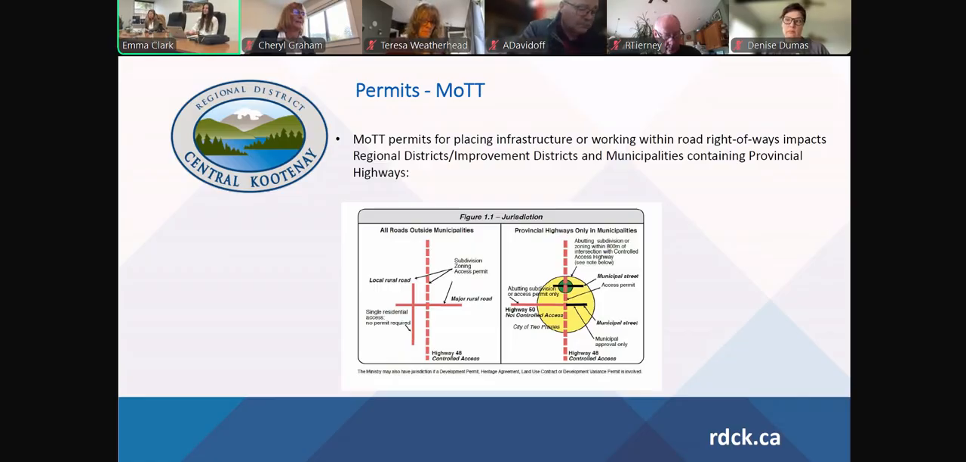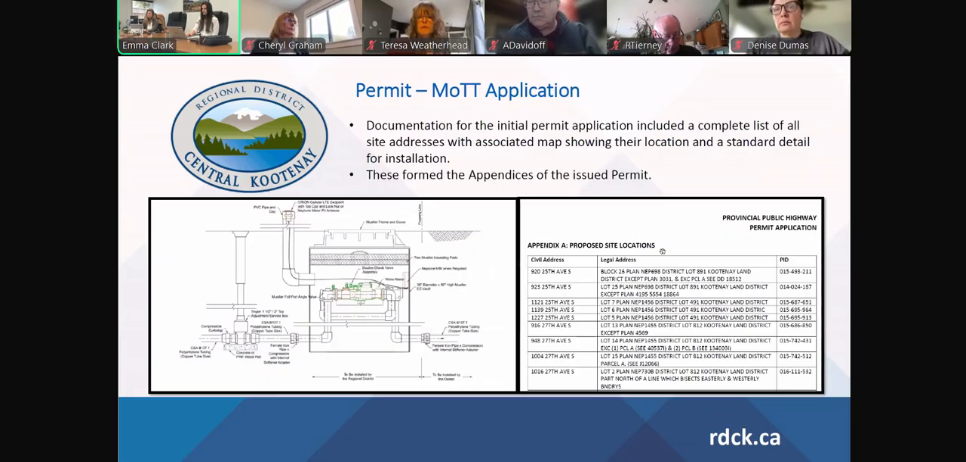There are some conditions on that. So this first slide is just outlining the responsibilities of municipalities, regional districts, and improvement districts, for what MOTT is responsible for and what we would be responsible for in restoration. The next slide, please. Our application included a standard detail and a list of properties. You can see those there. The MOTT permit would be issued as a blanket permit. Next slide, please.